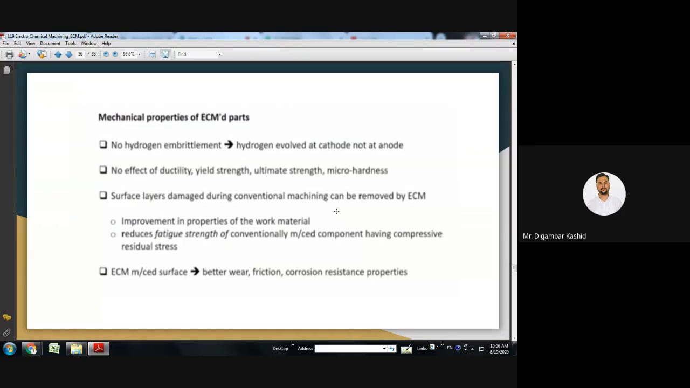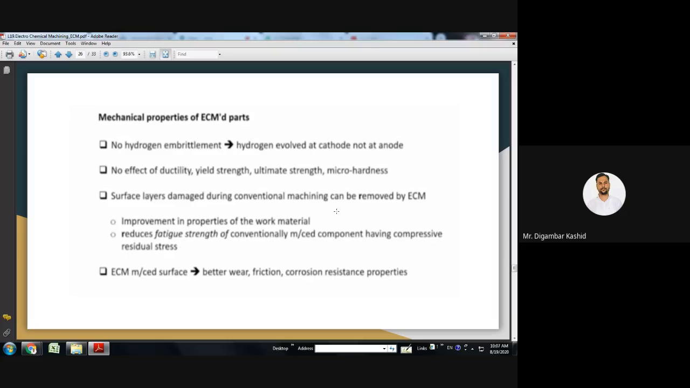Now let us move to the next point, that is the mechanical properties of electrochemically machined components, the parts and their mechanical properties. It is very important to know the effect of the ECM process on the mechanical properties of the electrochemically machined components. This will greatly affect the acceptability of this process in different industries.